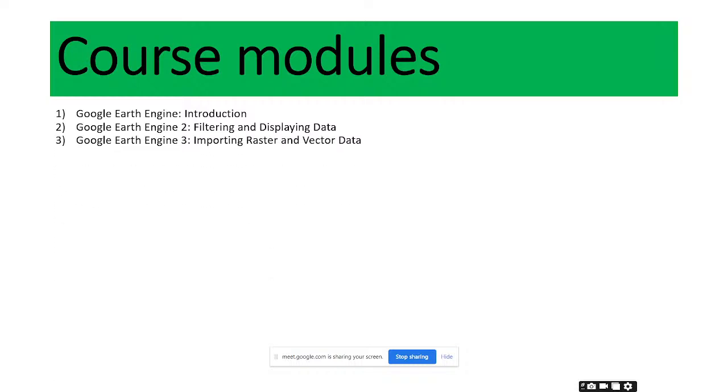Then we will also discuss importing raster and vector data. Different types of raster data you can easily import in the Google Earth Engine platform, as well as different types of vector data. Then you can easily do calculations with images.